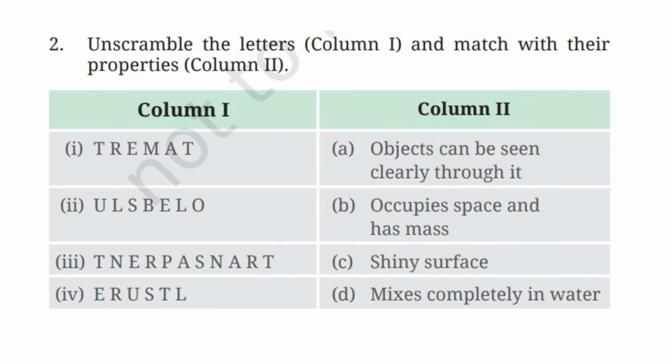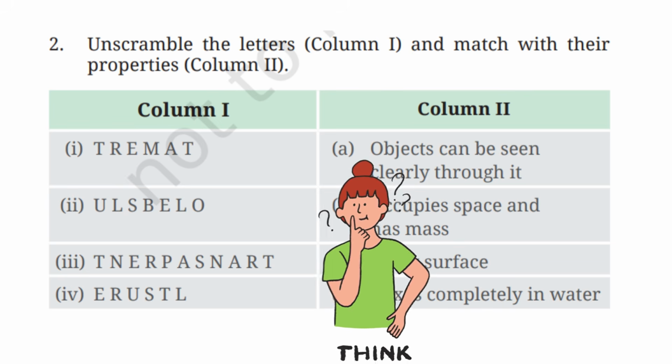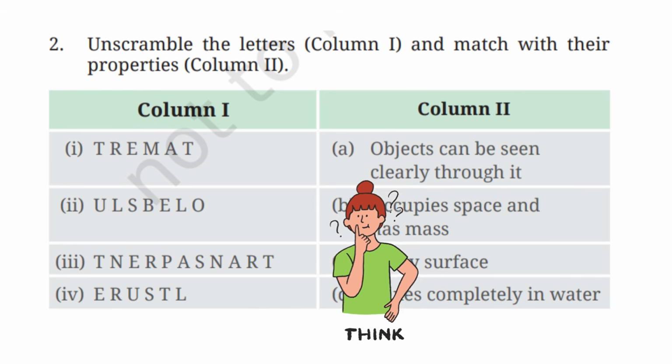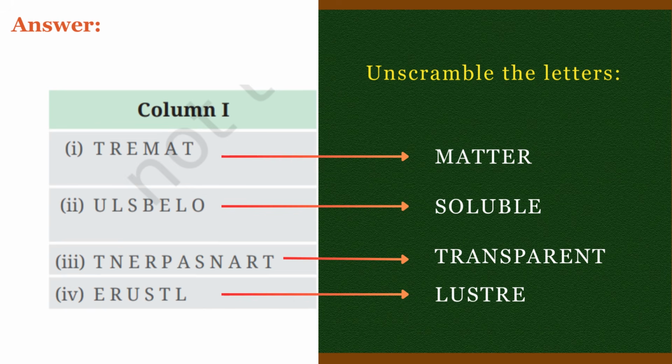Question number 2. Unscramble the letters given in column 1 and match with their properties given in column 2. So, come on, students, you already know these words. Just think for a moment, and I'm sure you will be able to unscramble them all by yourself. Give it a try. So, first word is matter, second is soluble, third is transparent, and four is luster. I'm sure you have cracked these words too.